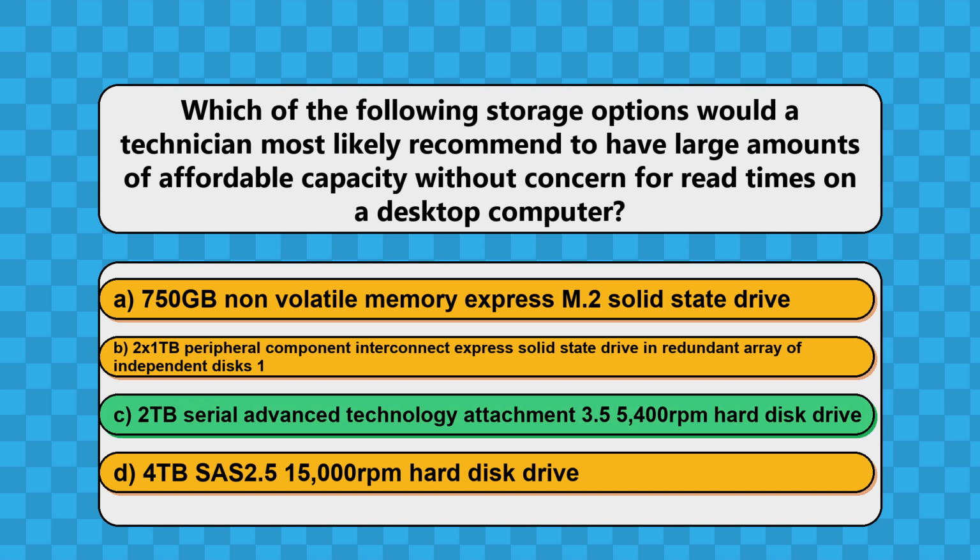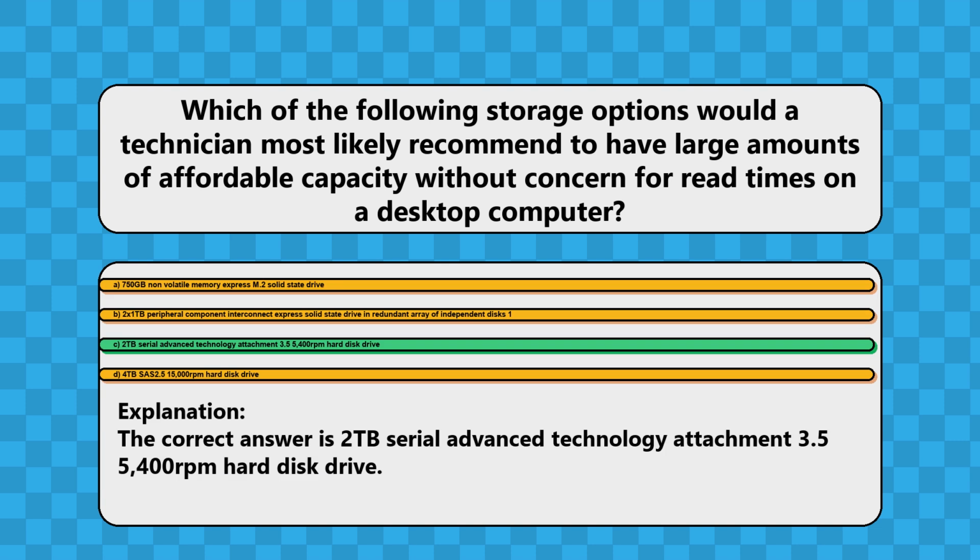The correct answer is option C. 2 TB serial advanced technology attachment 3.5, 5,400 RPM hard disk drive.